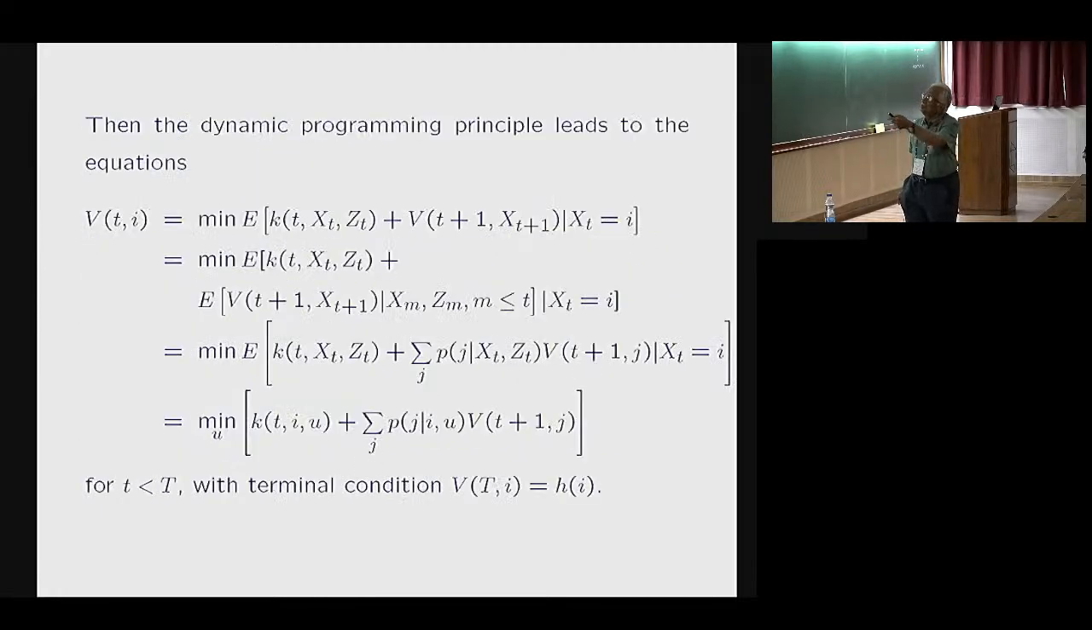The dynamic programming principle gives you the first. This is not a proof, incidentally, because this follows from the dynamic programming principle, which is the minimum of the expected value of current cost plus the minimum cost from the next time onwards. I have not proved the dynamic programming principle, I just stated it, but let's use that here. Then I can take a one-step conditional expectation, I get this, the same as this. And since I know that X_t is i and I'm minimizing over Z_t, I can treat Z_t as a variable u. I get this equation. And the terminal condition is h.